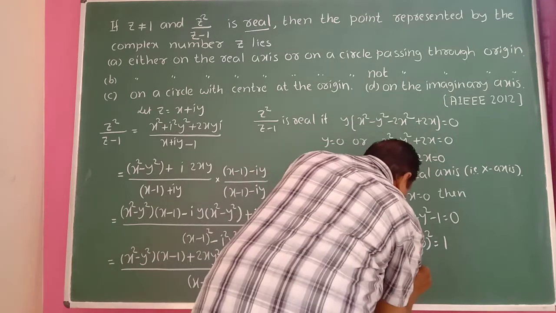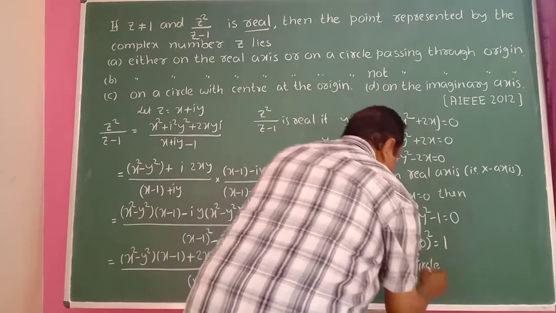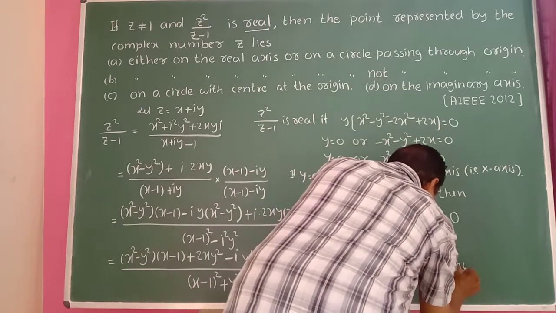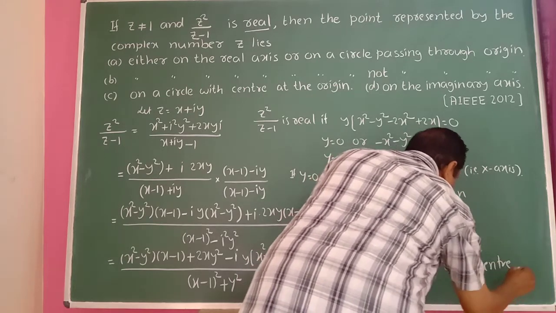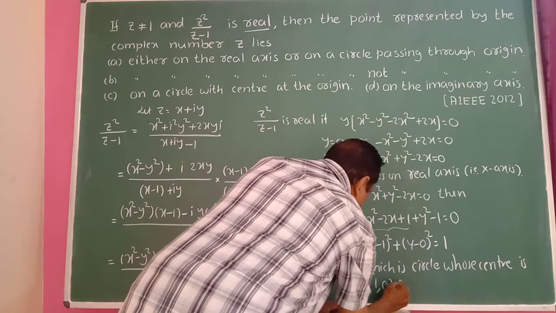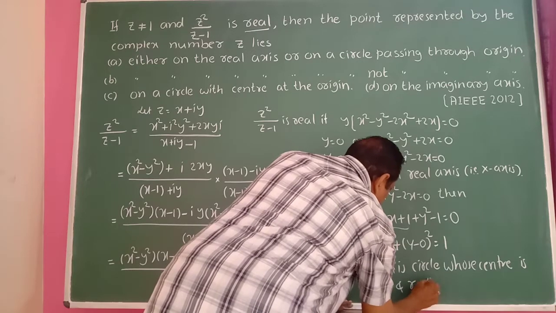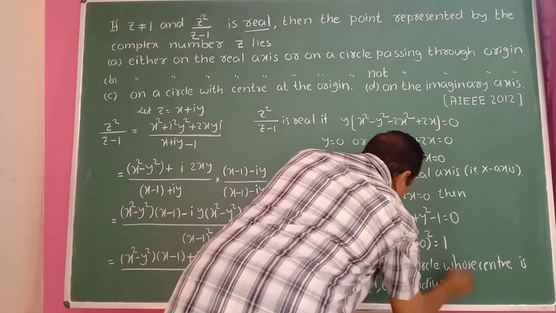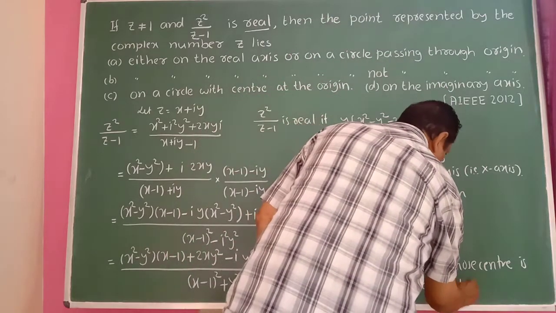Which is a circle whose center is 1 comma 0, and radius is 1 here. So center is 1, 0, radius is 1.